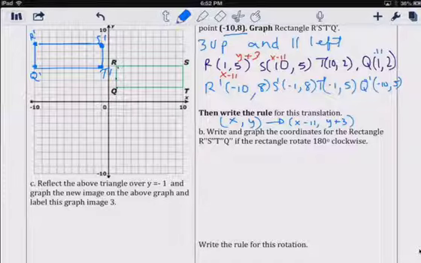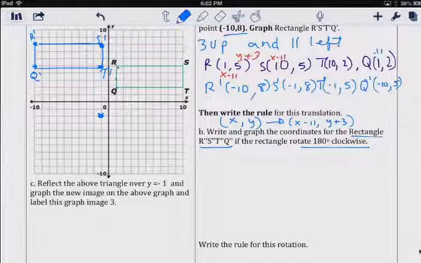Write and graph the coordinates of the rectangle, double prime, if the rectangle rotates 180 degrees clockwise. So it's going to be here. So this is going to be right there. Lay down, flip up. Lay down, flip up. Okay, right there. Just checking my Q.